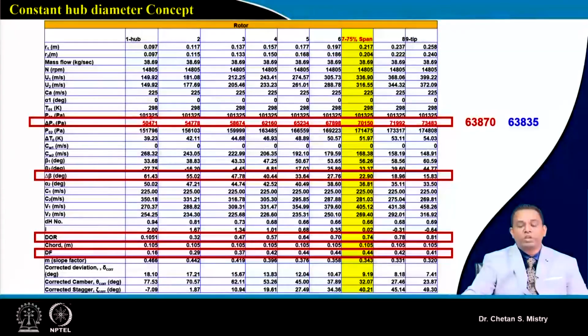Now at hub, mid and tip station, once we have these numbers, what we need to do is set this delta P0 throughout the span in such a way that my average total pressure is as per my expectation. Here we are expecting the pressure rise to be 1.63, that is, delta P0 to be 63,835 Pascal, and that's what we are setting here.